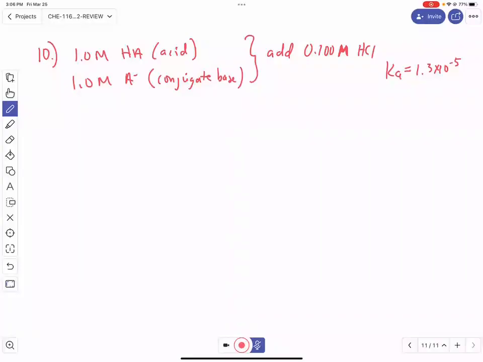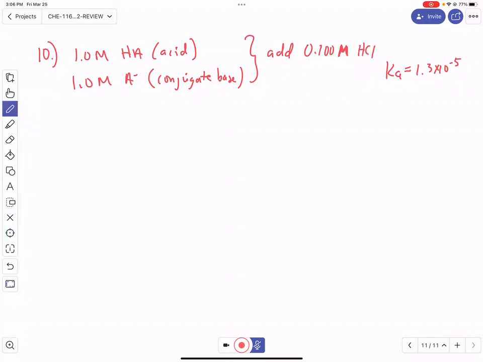So question 10 from the practice exam, we've got our propionic acid and sodium propionate. I just basically wrote them as we have our weak acid, we have 1 molar of our weak acid, we have 1 molar of our conjugate base. And then to this solution, I add 0.1 molar HCl, which is our strong acid.